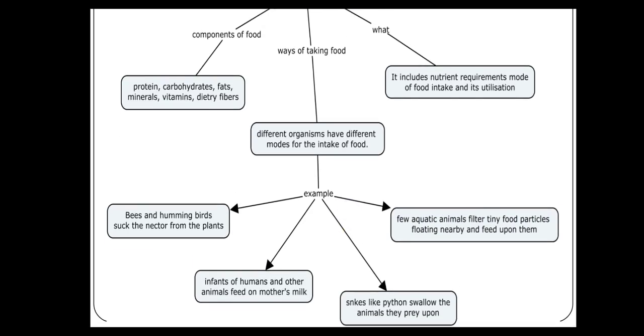Let's have a look at the examples. Bees and hummingbirds, what do they do? They suck their food. They suck the nectar from the flower. The infants of humans and other animals feed on mother's milk. They suck the milk. And grown humans chew their food. Snakes like python swallow their food. They swallow the animals they prey upon.